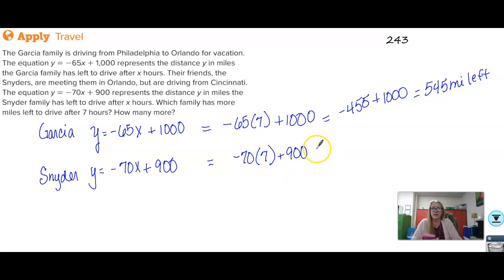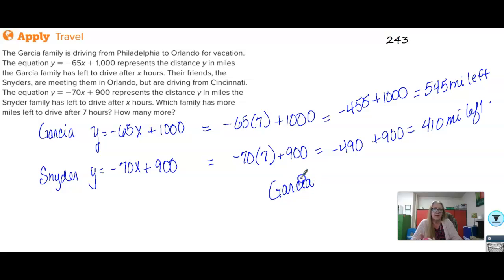Okay. Down here, the Snyders, well, I can do that one. 7 times 7 is 49. This is -490 plus 900. And 900 minus 490 is 410. The question asks, which family has more miles left to drive and how many more? Well, the Garcias have more left to drive. And how much more? Well, if we subtract 410 from that, we would have 135 miles for our answer.